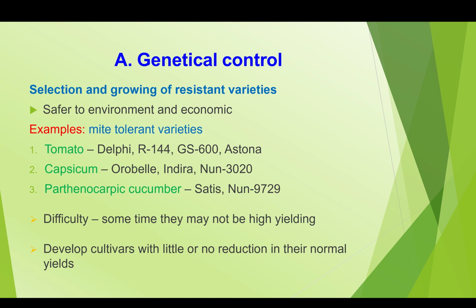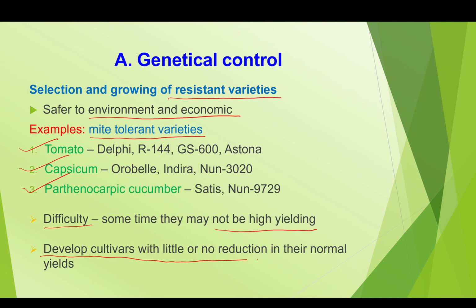First is genetical control. Genetical control means the variety of the particular crop which we are going to use should be either resistant or tolerant. So here you can see selection and growing of resistant varieties. First, it is safer to the environment and also economic. Examples are mite tolerant varieties; you can use tolerant varieties like in tomato, capsicum, and parthenocarpic cucumber. But the difficulty here is that sometimes they may not be high yielding. So our strategy is to develop cultivars with little or no reduction in their normal yield.